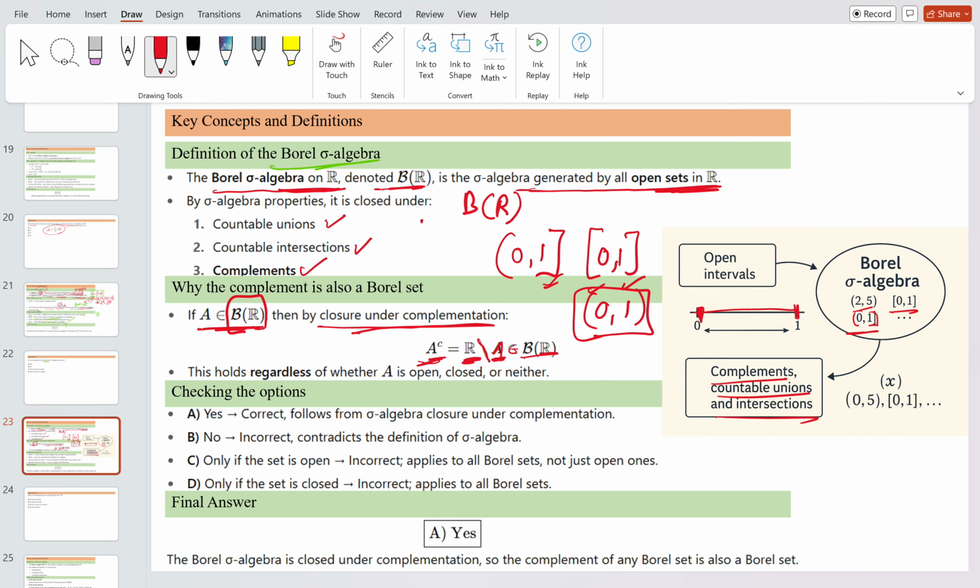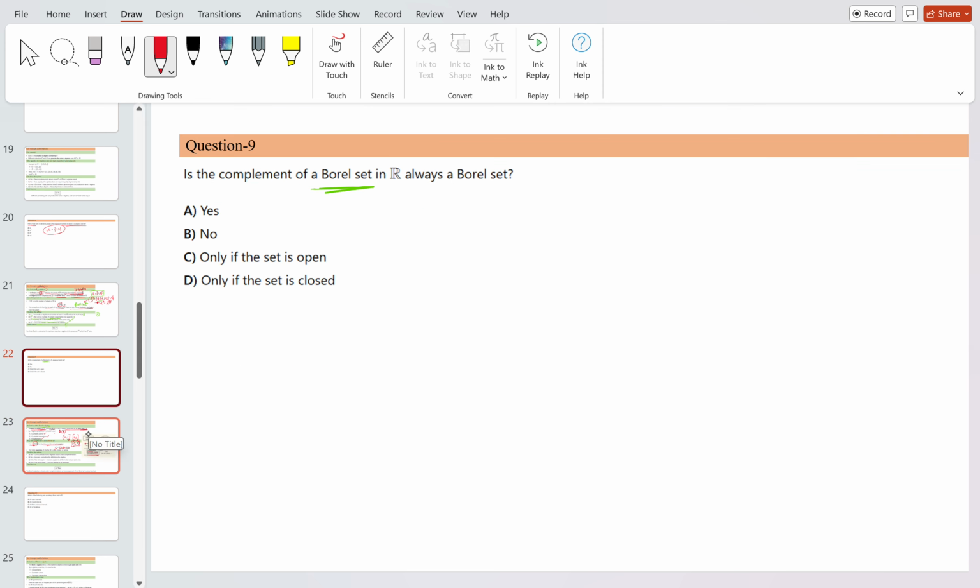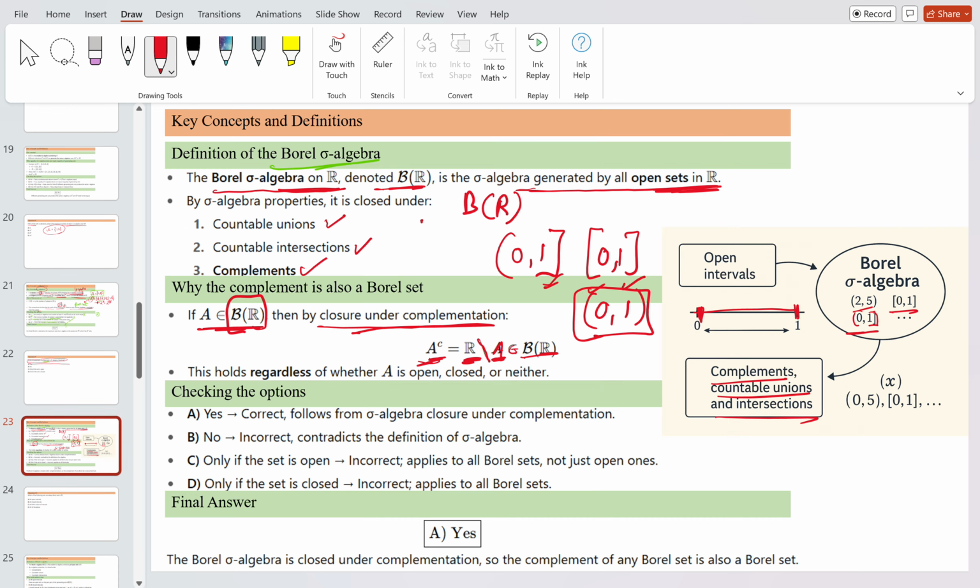Okay, and checking the options, the first one is saying yes or no, and it is correct, because the complement of a Borel set in R is always a Borel set. That is true. Why?